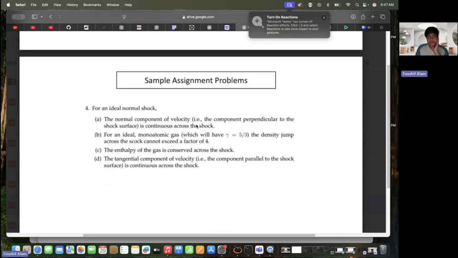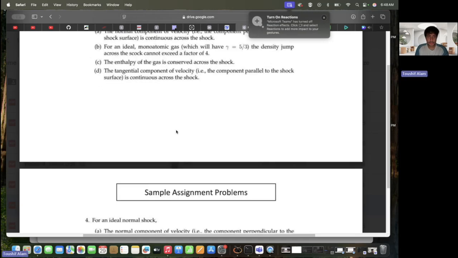Next question: for an ideal normal shock, the normal component of velocity, the component perpendicular to the shock surface, is continuous across the shock. For an ideal monatomic gas, which has gamma equal to 5 by 3, the density jump across the shock cannot exceed a factor of 4. The enthalpy of the gas is conserved across the shock. The tangential component of velocity, the component parallel to the shock surface, is continuous across the shock.